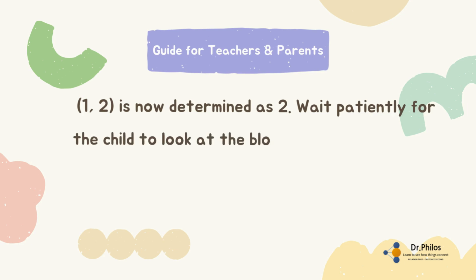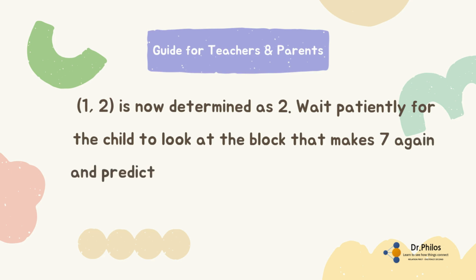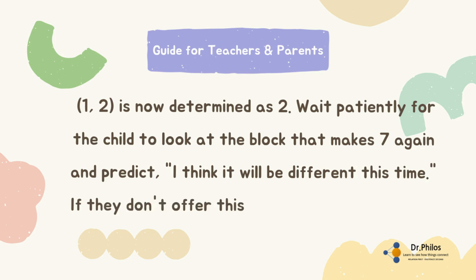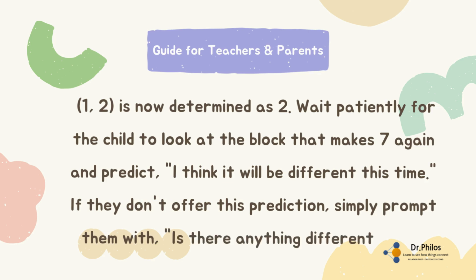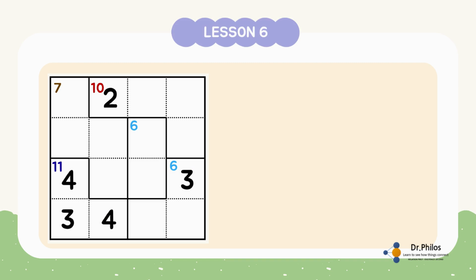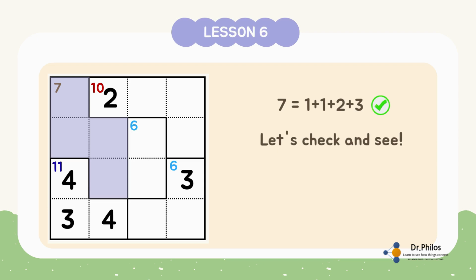Wait patiently for the child to look at the block that makes 7 again and predict, I think it will be different this time. If they don't offer this prediction, simply prompt them with, is there anything different now? Now, let's take another look at the block that makes 7. I think it's going to be different this time. What makes you say that? Since we already know 1 comma 2 is a 2, won't that change what numbers we can use? Let's check and see. Yeah.